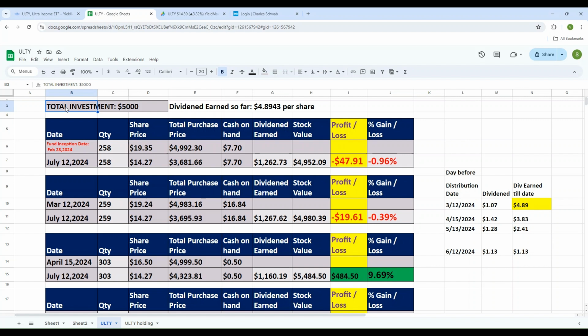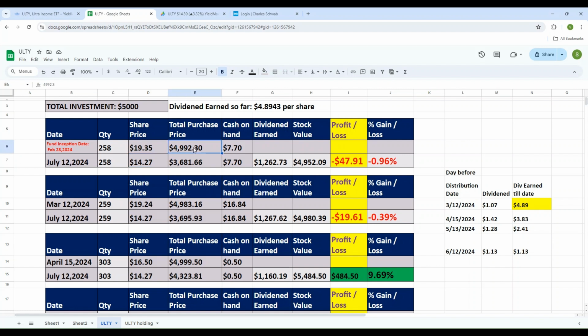So let's suppose you invested $5,000 into ULTY. The fund started on February 28, 2024. You invested $5,000. The price at that date was $19.35, and you can buy 258 shares of that, which costs you $4,992.30, with $7.70 left in cash. Now, as of today, which is July 12, 2024, you still have 258 shares, but the price of ULTY today is $14.27.